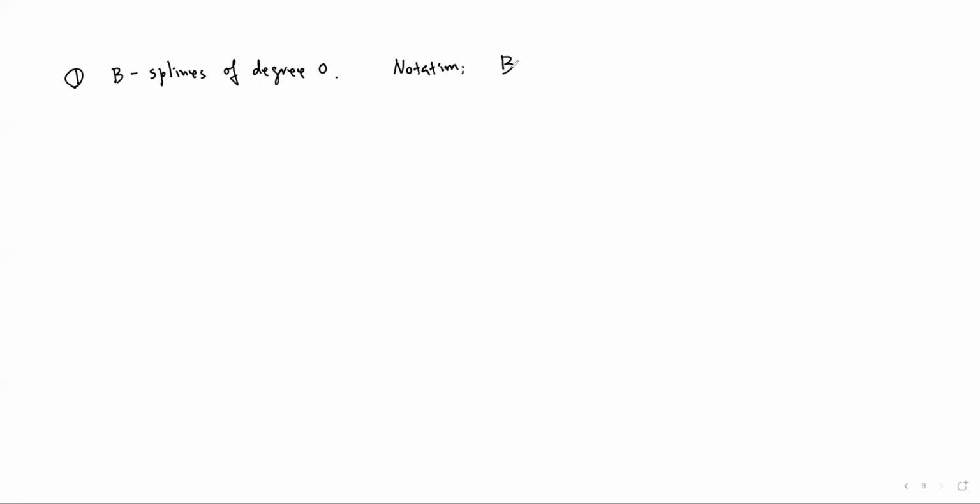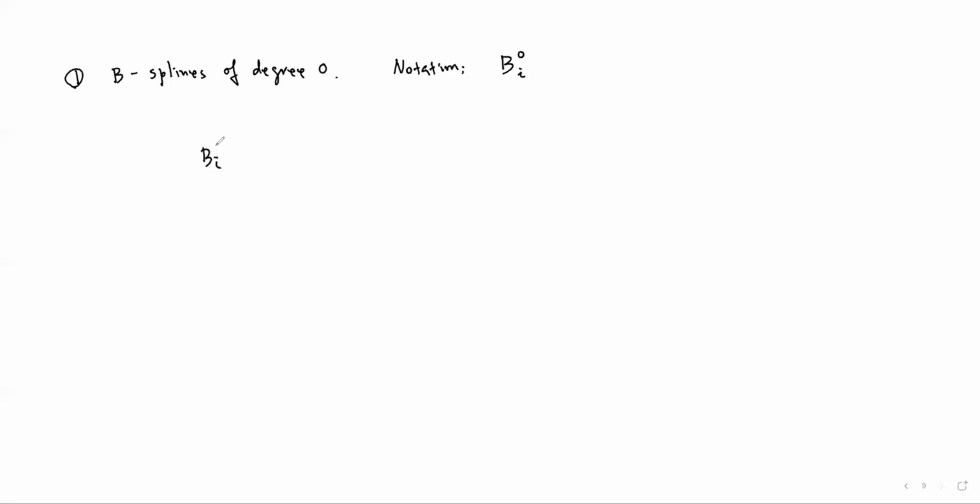Basic spline. Degree is 0. K is 0, K is the degree of polynomials. And then this I is related to some subinterval. Yeah, the notation is this. Now the definition is this here.